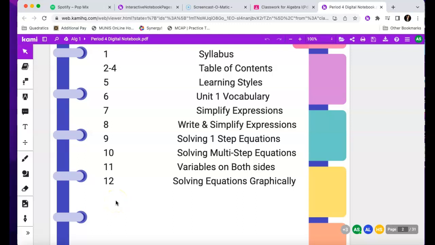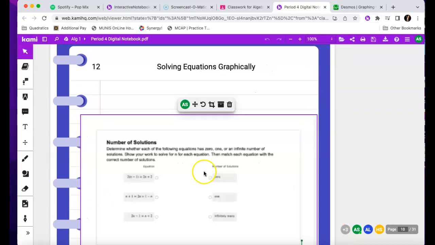Hey guys, in this video we are going to go over page 12, solving equations graphically. So go ahead and pause the video, get this into your table of contents, and turn to page 12, please. All right, let's go ahead and get started.